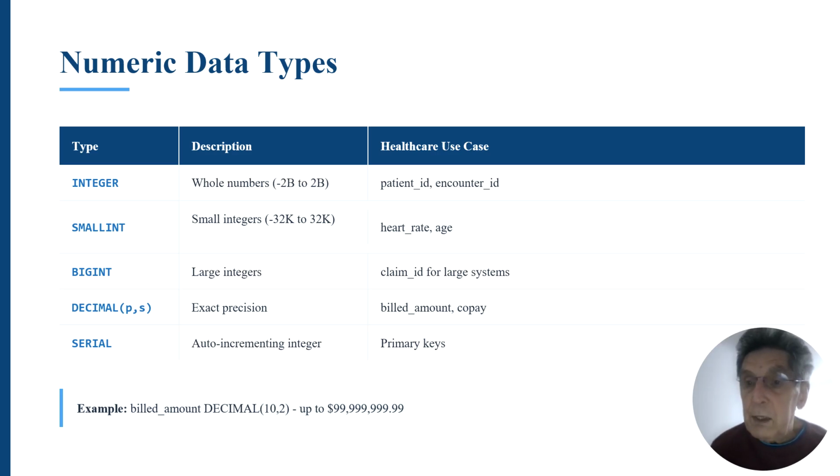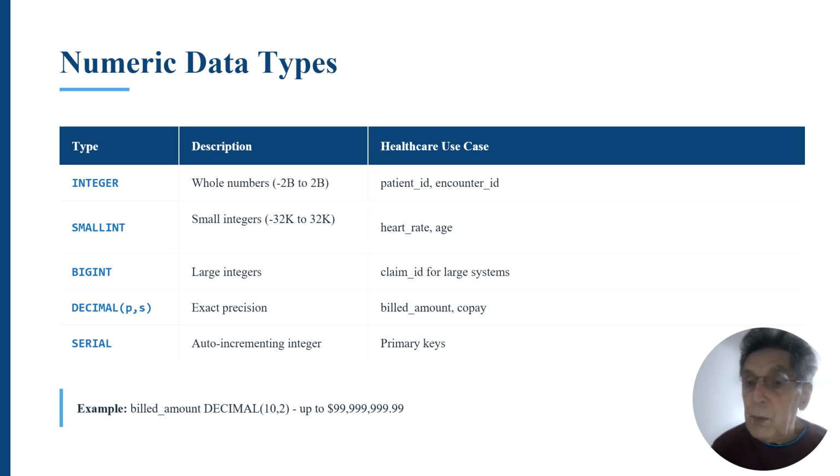Numbers are everywhere in healthcare: IDs, vital signs, account numbers. So integer is your workhorse, ranging from -2 billion to +2 billion. Used for the patient ID and counter ID, most counters. Small integer has a smaller range, -32K to +32K, but uses only 2 bytes. So this is perfect for things like heart rate, which usually runs between 40 and 200, or age, which is usually between 0 and 150, and blood pressure readings. Those will fit nicely in a small integer field.